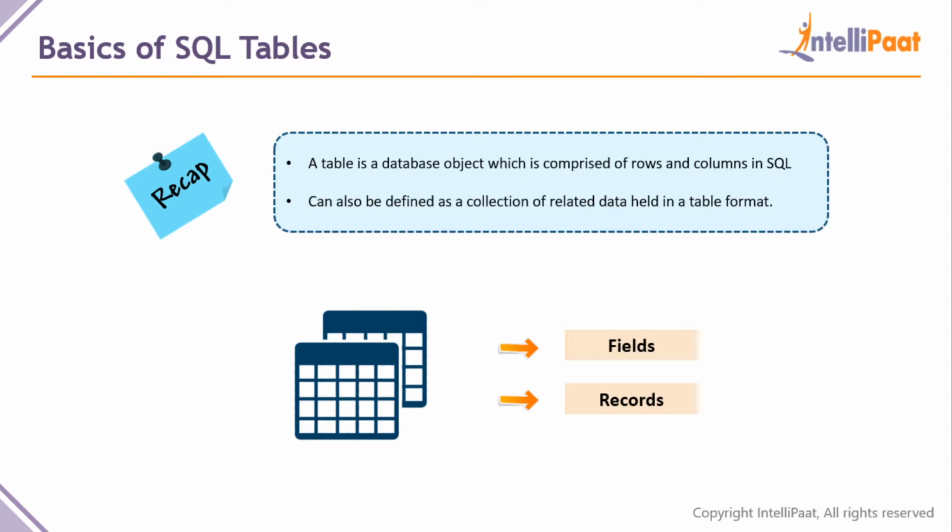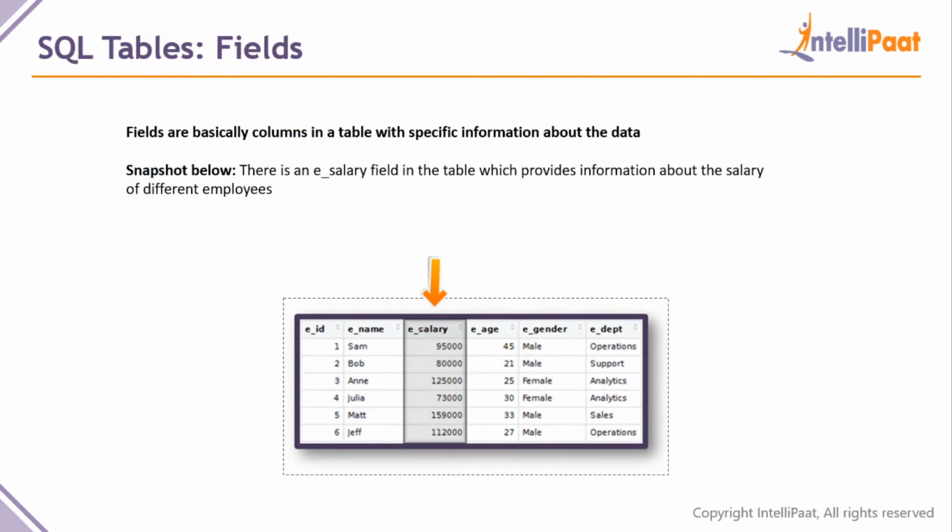But there are two things that I really want you guys to visualize, which are fields and records. Fields are very simple, guys. Fields are the columns where we have specific data under that. Consider the snapshot I have given on your screen. We have a field called e_salary. Let's say it's employee salary, and this salary is the information which we provide. We have one header under which the salaries are all quoted, right? So this is the salary field. This entire column is what we call a field.